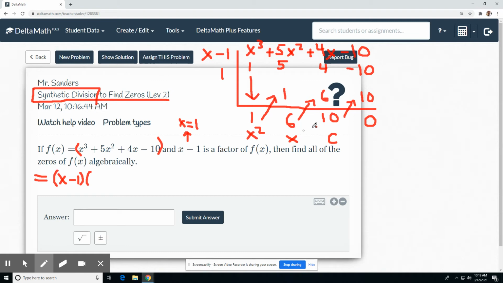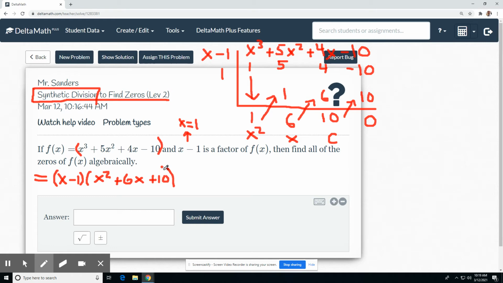The remaining, that would be x squared plus 6x plus 10. All right. So this one's a little bit easier. We always want to check to see if it factors. If it doesn't factor, then we have to use the quadratic formula. Especially if there's a 1 in front here, that's pretty easy.